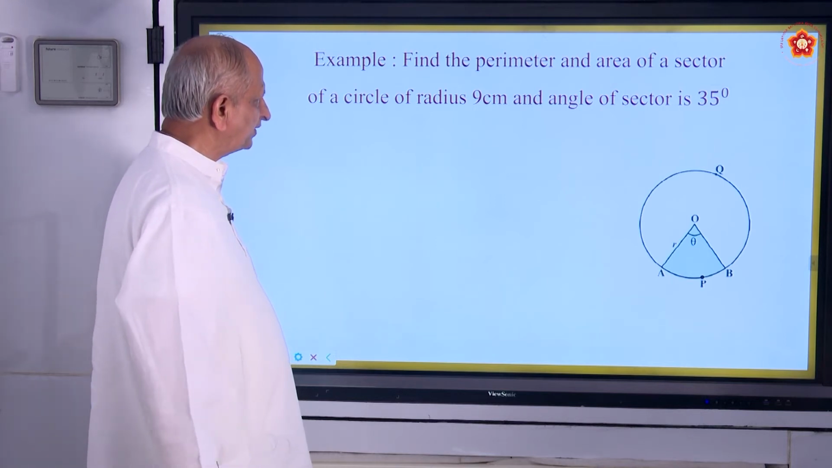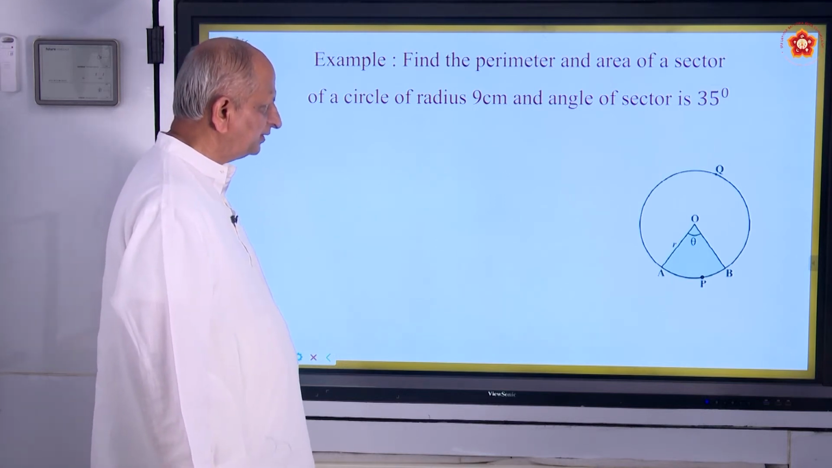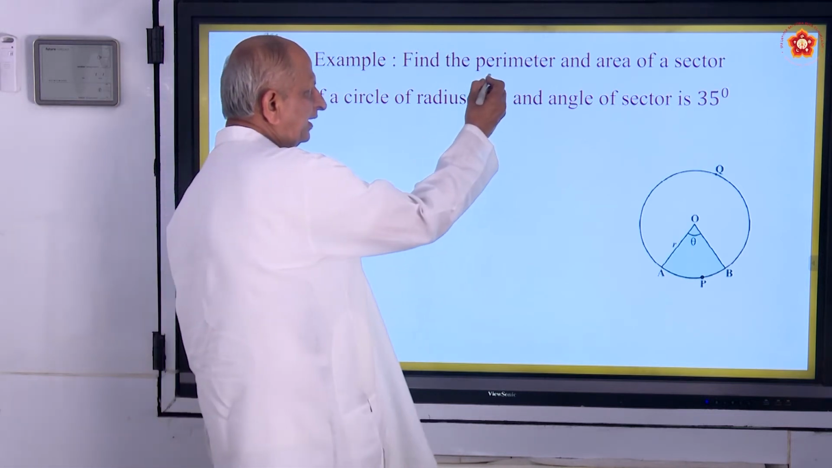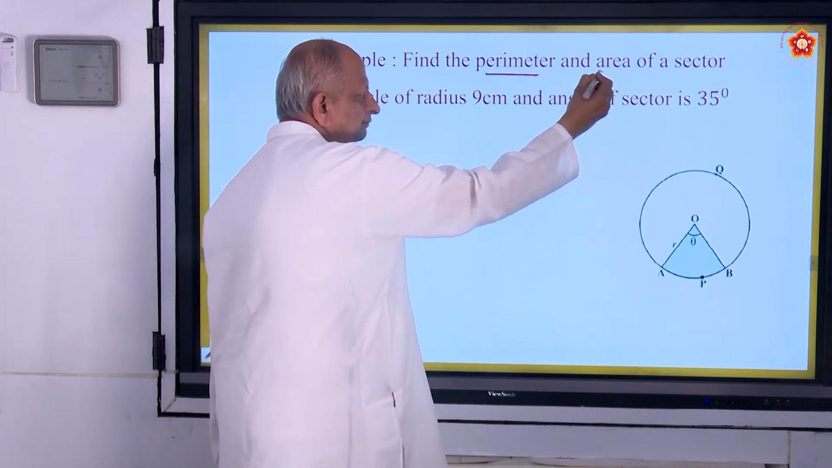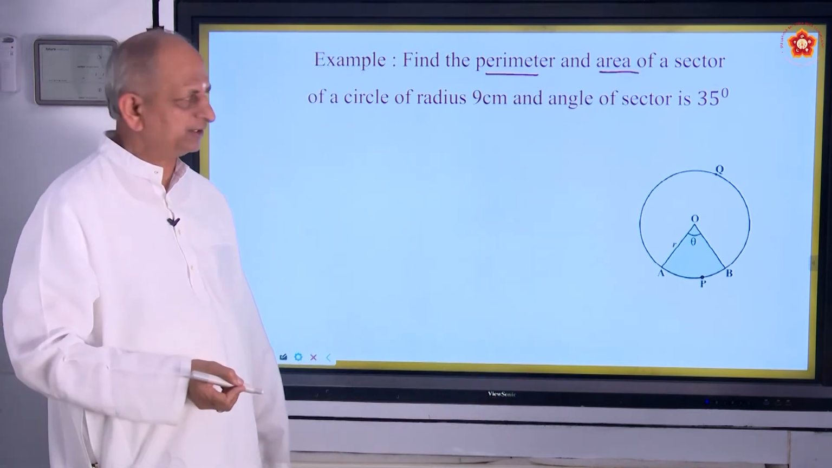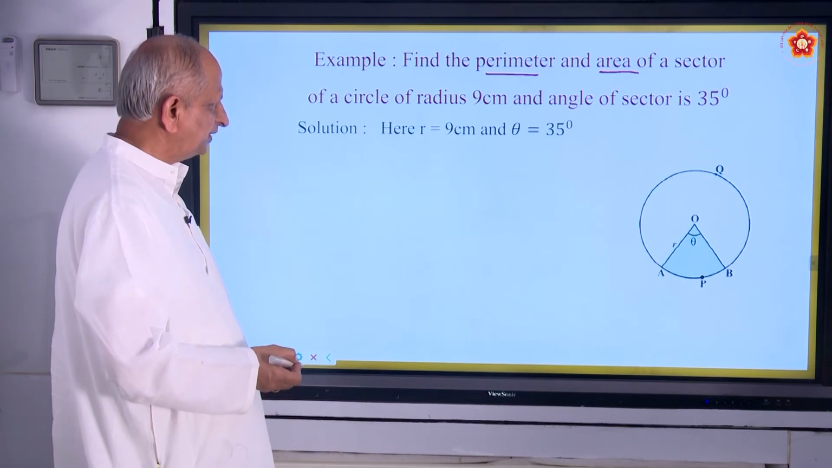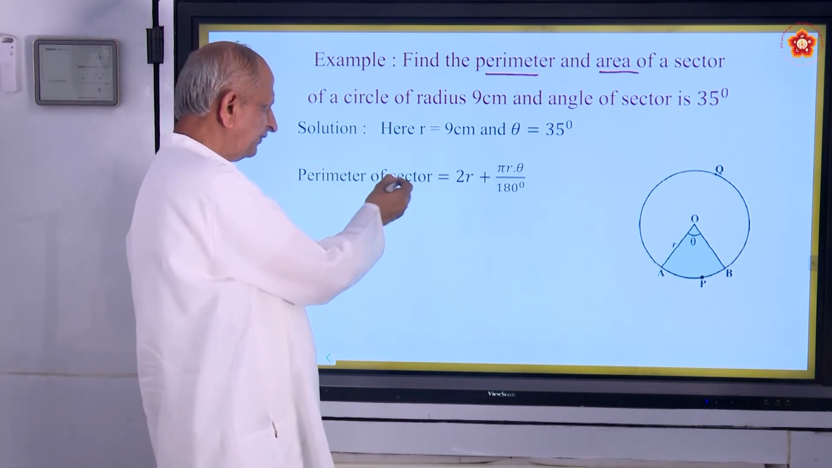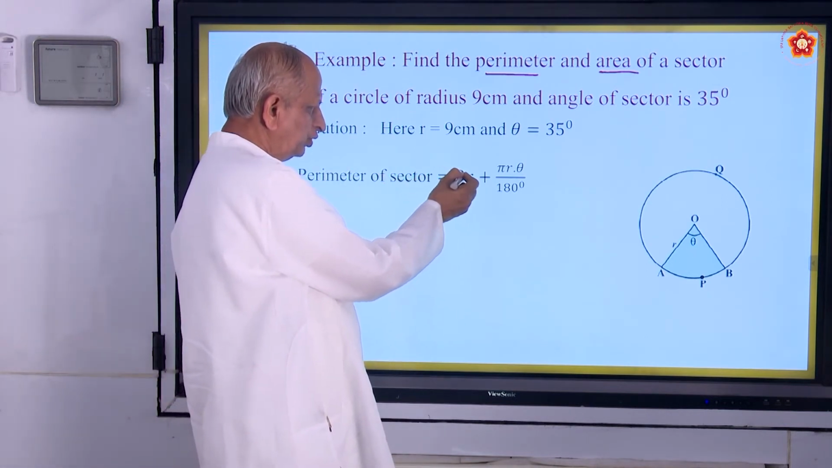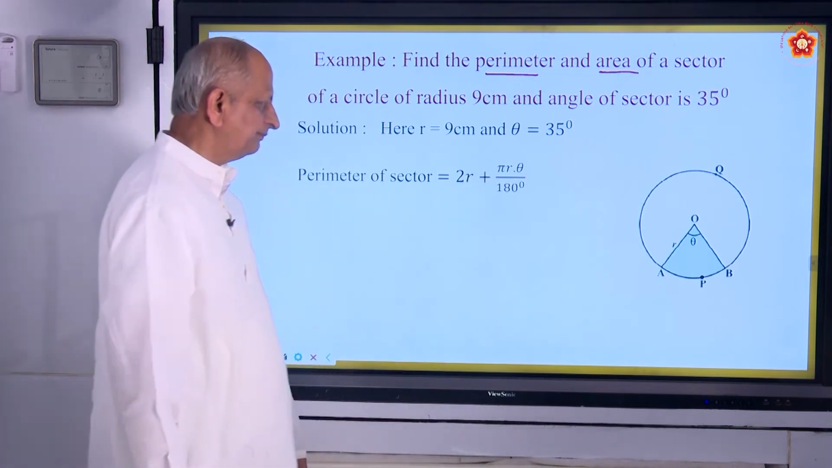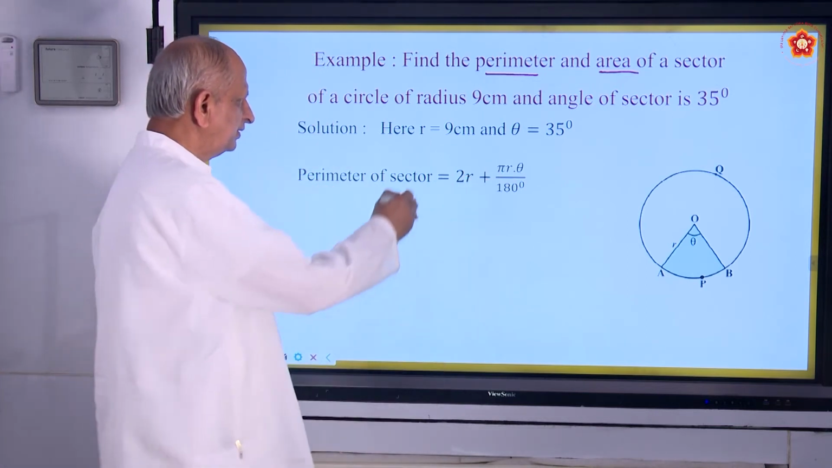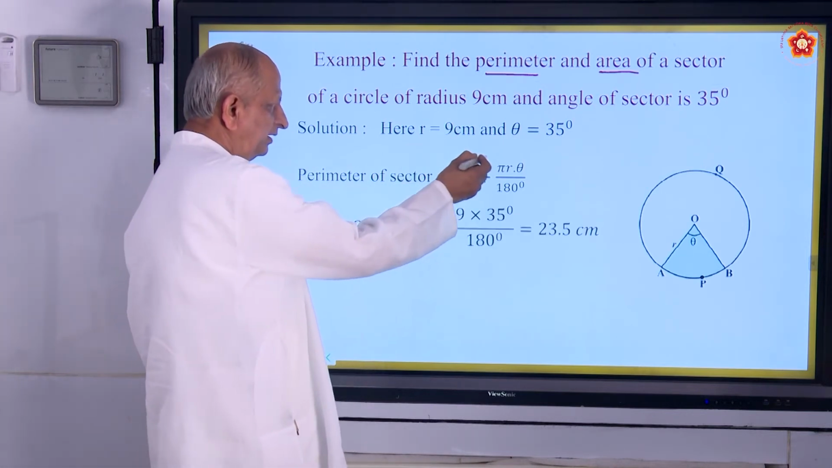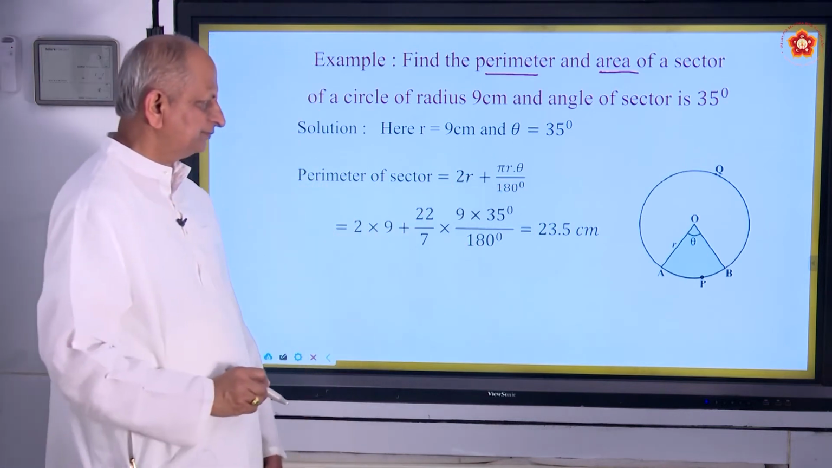Find the perimeter and area of a sector of a circle of radius 9 centimeters and angle of sector 35 degrees. You are asked to find the perimeter and area using the two formulas you have studied. It is a direct question, you apply it in the formula. Just now you have seen, perimeter of a sector is equal to 2r plus pi r theta by 180, and r is 9 centimeters. 2 into 9 plus pi r theta by 180.